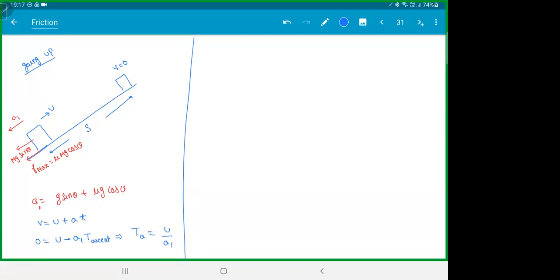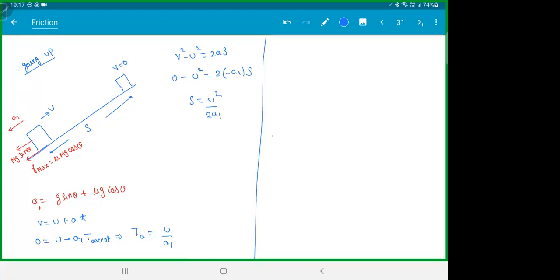Next, I also know v square minus u square is 2as. You'll understand why I need this. V is 0, so minus u square is minus 2a1s, since a is minus a1. So the distance traveled will be s is equal to u square by 2a1. The reason you need this is while coming back, u is 0. Do you think it will come back with the same speed? It will come back with some speed v dash, which I don't know. When it comes back to the ground, I don't know the speed, but I know the distance will be the same. इसलिए s चाहिए था.